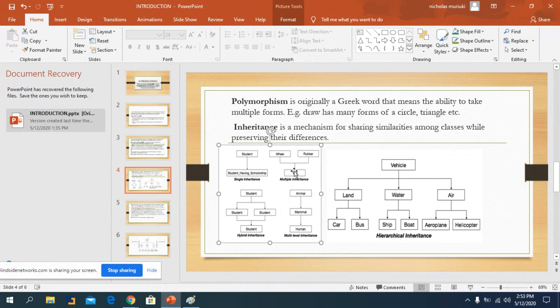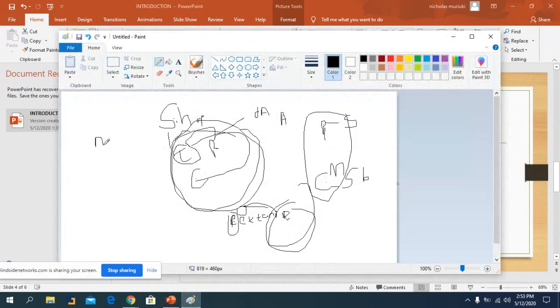Let's say we are having a course. If you have a course A, course A has unit 1, unit 2, unit 3, and unit 4. In this case, we can say this is a single inheritance, because this course can have only one unit which is done, or we can have 2 units which are done.